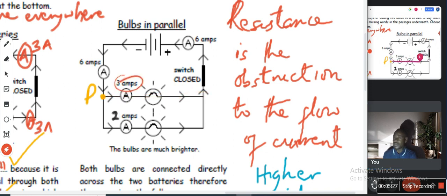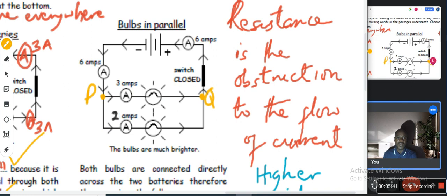3 amps. The rest will flow through here. What value of current is flowing through this other one? 2 amps. They will meet up again at another junction Q where they will combine. And when they combine, they continue their journey. That makes 5 amps, and up here is... okay, 6 amps.